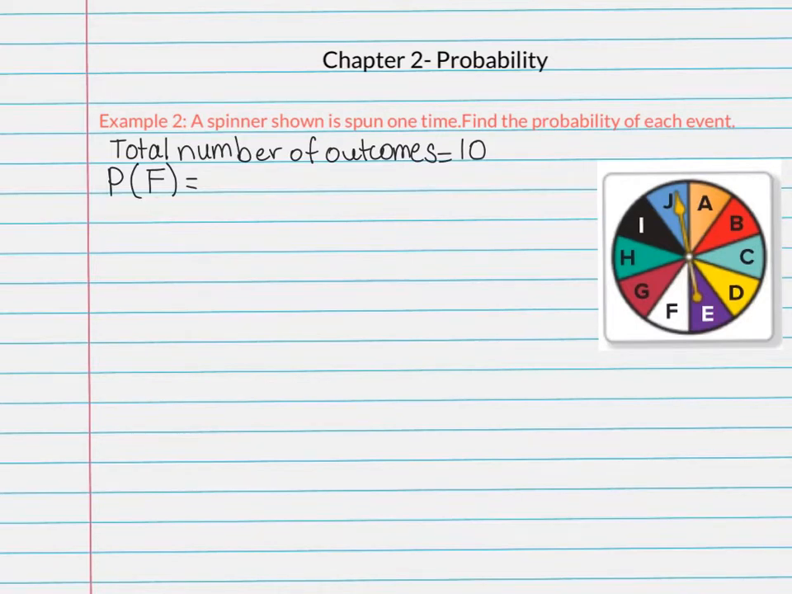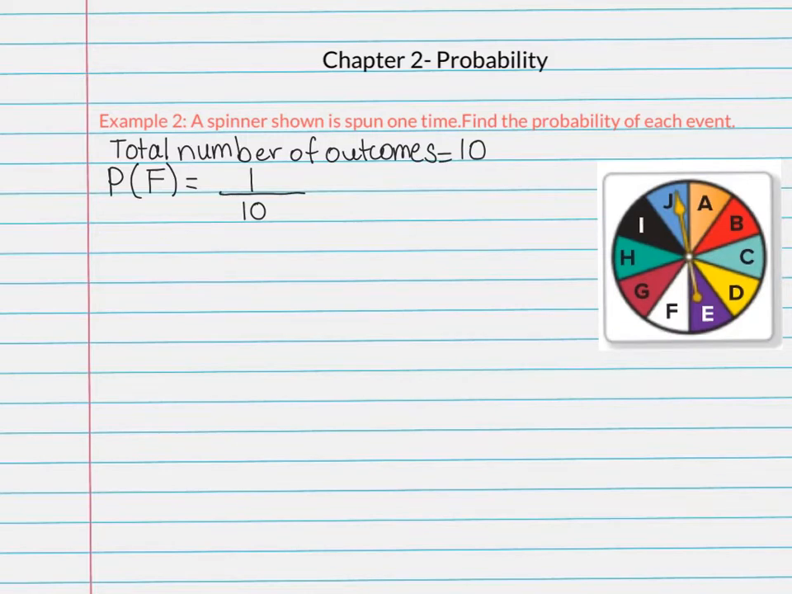First of all, we have to write a fraction. The fraction has a denominator of 10 because the total number of outcomes is 10. Now we look at the spinner. How many letter F's do you have? I only have one letter F. So my numerator is 1. Then the probability of getting letter F when you spin the spinner is 1 over 10 as a fraction.